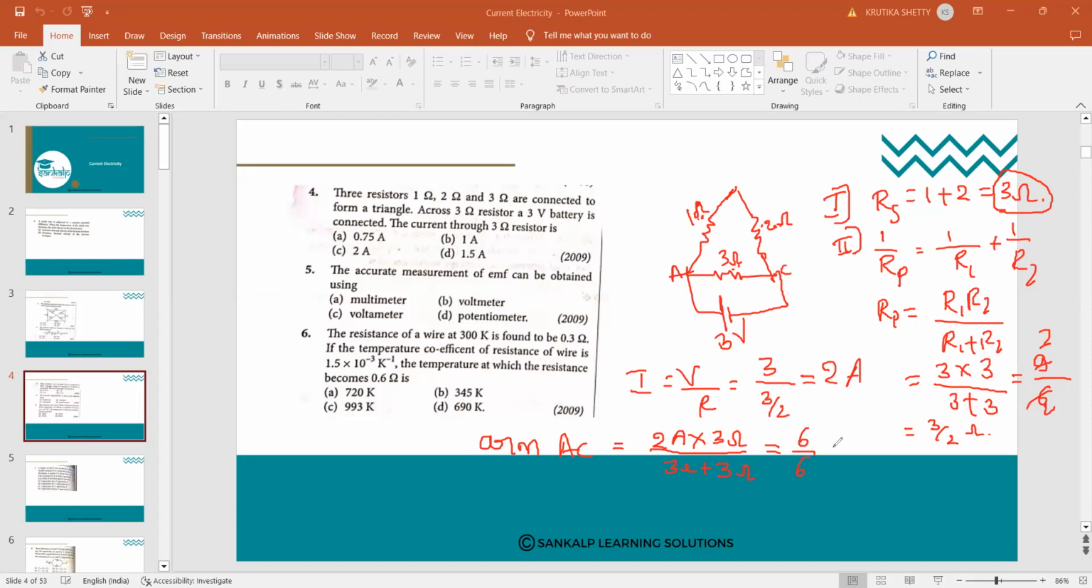6 by 6. This is nothing but 1. So sorry, it is 1 ampere current, not ohm. So 1 ampere. Therefore, option B is the correct answer. Option B is the correct answer. Yes. Is it clear?